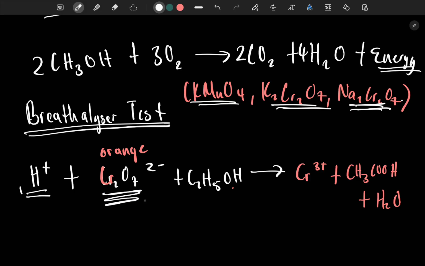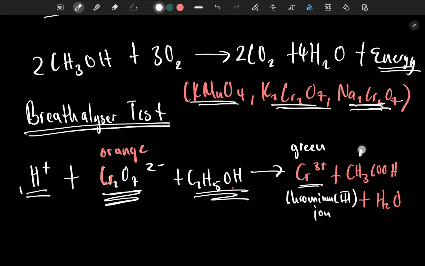Then you have your Cr2O7 meeting an alcohol. It changes to Cr3+, which is green. Okay, this is going to be the chromium 3 ion. And in here we have the acetic acid. Well, it doesn't matter what happens here. We know we are coming from ethanol.